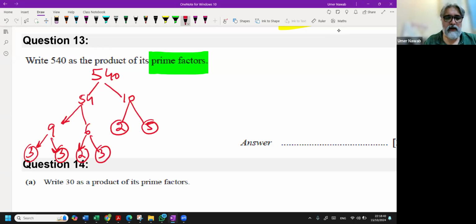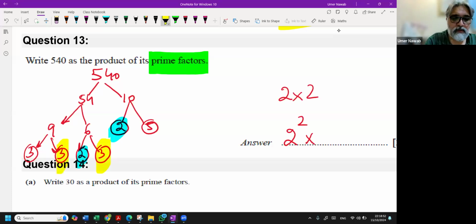So in general, how many 2's do I have? I found two 2's. So I can write it as 2 raised to 2, or you can also call it 2 times 2. How many 3's did I get? Three 3's. So I can write it as 3 raised to 3, or 3 times 3 times 3. And how many 5's did I get?